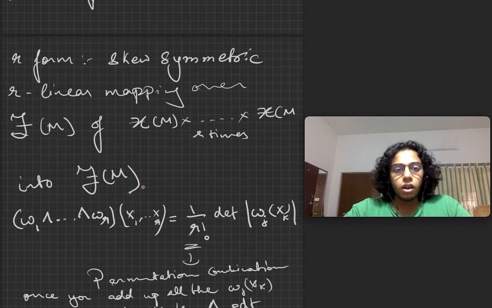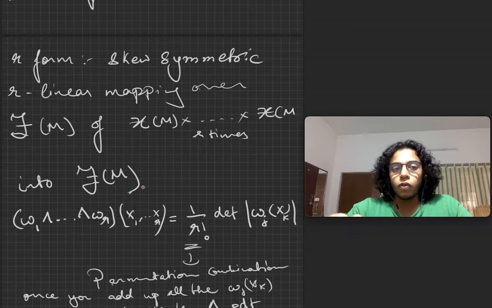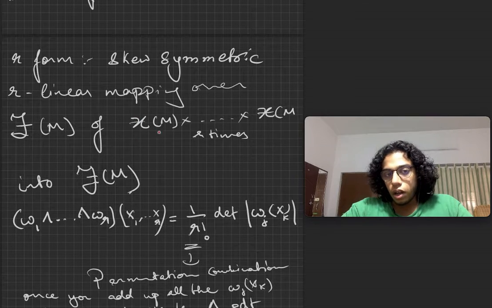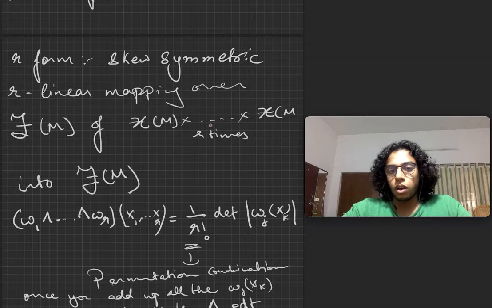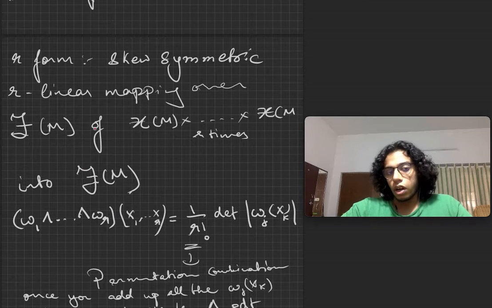So what is an r-form? It's a skew-symmetric R-linear mapping over the space of functions F(M), of the module of the manifold, cross product and time, into again the F(M), the space of functions. So this is how you define it, which is basically what I told you, right?